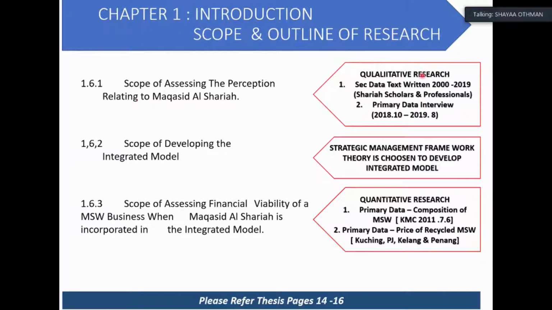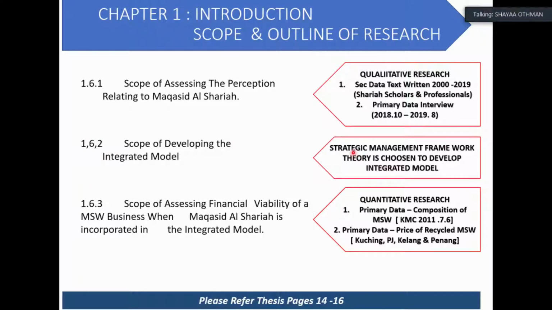There's a gap there, so there must be some qualitative research to do in this area to assess. Okay, we define that we're going to do text research based on interviews and also on primary and secondary data. Primary data is when we interview directly. Secondary data we try to get from books and journals written.